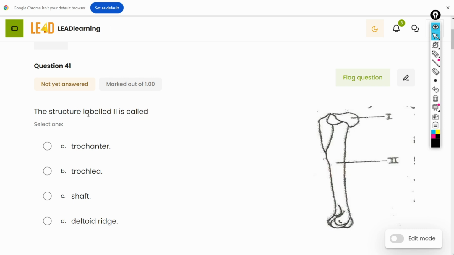Question 41. The structure labeled 2... Now, this is a typical bone, and from what we can clearly see here, this is the humerus, the bone of the upper arm. You can see the ball-like head, and the thick part of the bone is called the shaft, which is a distinguishing feature of bones. So the structure labeled 2 is the shaft. Option C is our correct answer.